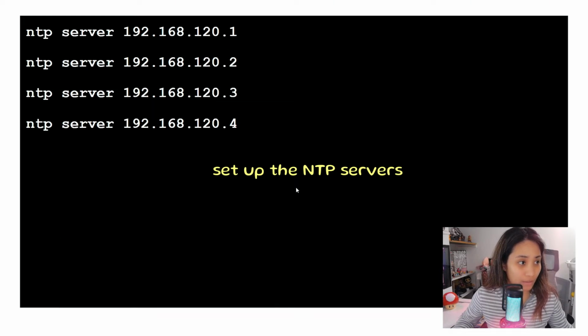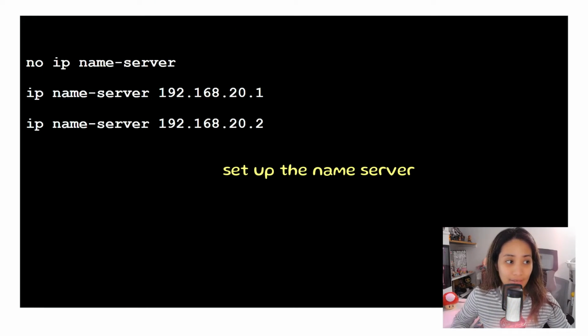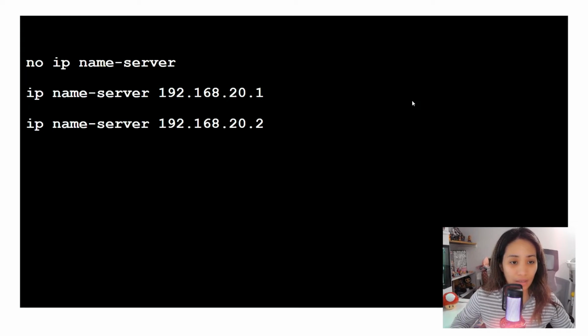And then for the next commands, this is to set up the NTP server for our switches. The NTP server is used to synchronize our clocks, make sure that they're always correct in time. Next is setting up the name server. So this is for the domain name, which translates host names to IP addresses.